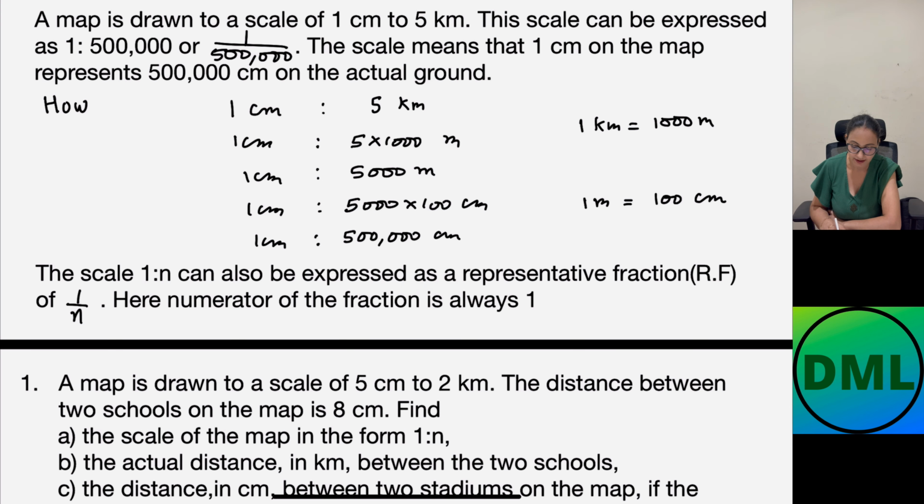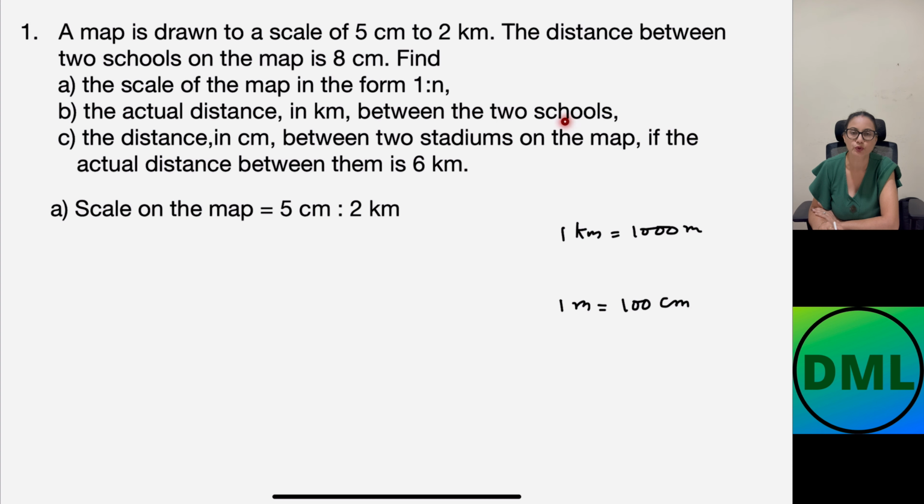Let's see one example here. A map is drawn to a scale of 5 centimeters to 2 kilometers. The distance between two schools on the map is 8 centimeters. Find the scale of the map in the form 1:n. The actual distance in kilometers between the two schools. The distance in centimeters between two stadiums on the map if the actual distance between them is 6 kilometers. Let's do this question step by step.